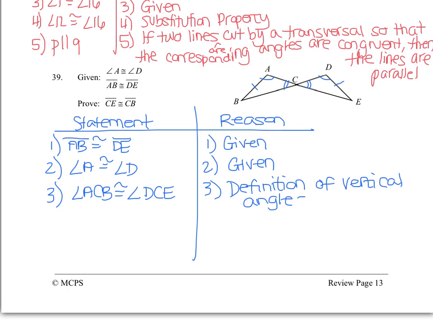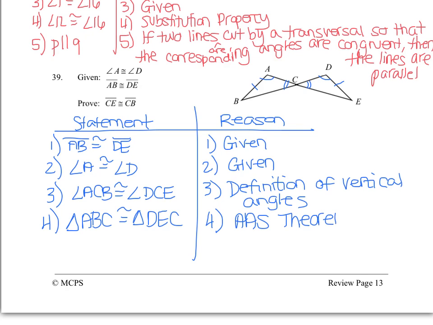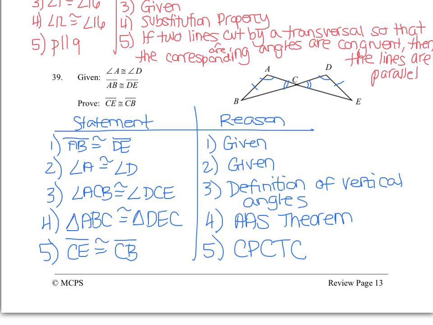So now I've proven that I have an angle, angle, side that are congruent. So we can say triangle ABC is congruent to triangle DEC, and my reason for that is the angle-angle-side theorem. Since we've proven that the two triangles are congruent, then we can prove that side CE is congruent to side CB. And my reason for that will be CPCTC. Corresponding parts of congruent triangles are congruent. And that concludes our proof.